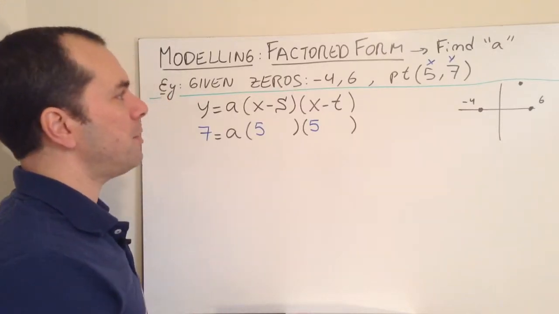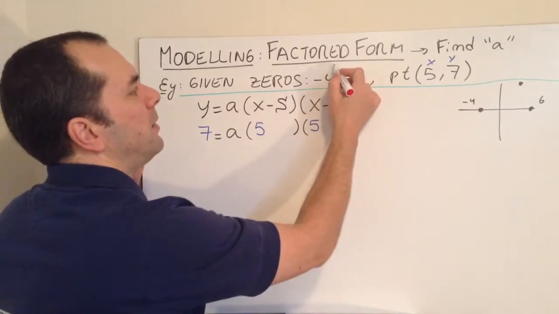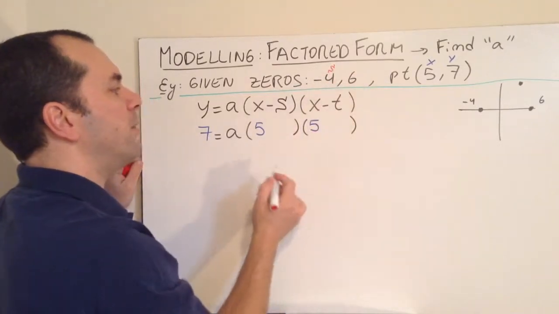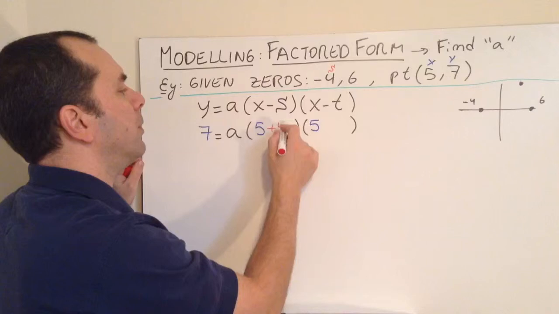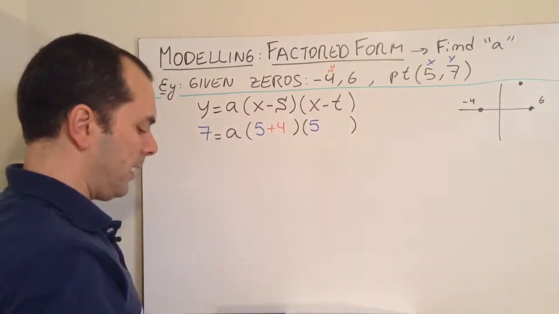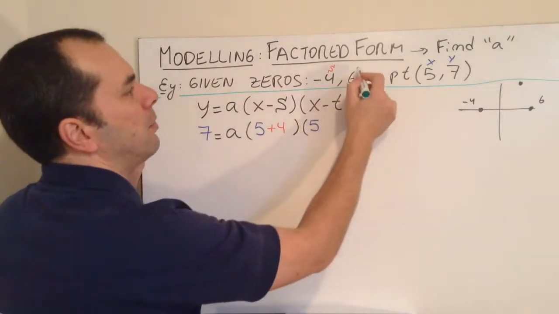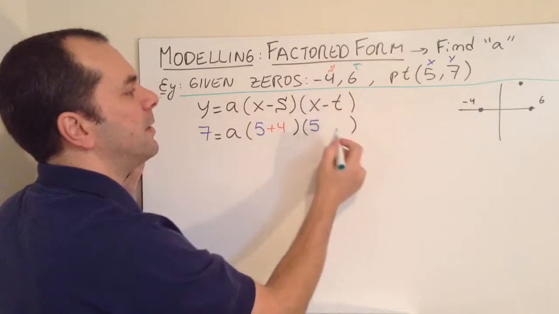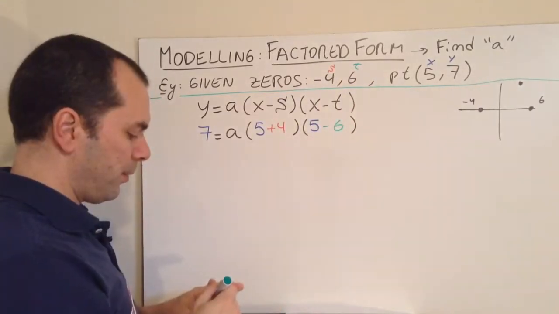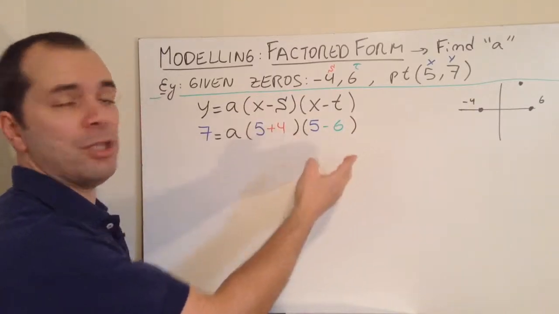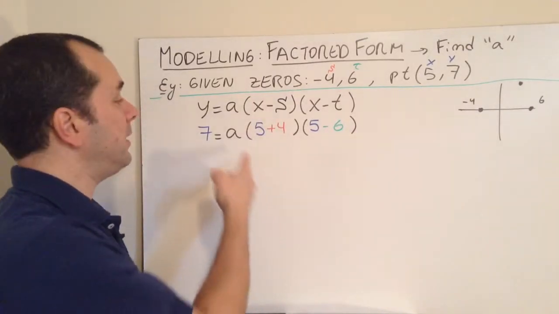Then I have my two zeros. I'm going to call, let's say that this one's s. So my minus 4 is x minus 4, which would end up looking like plus 4. And then I have that my other s, let's call this one t, is 6. So x minus 6. And there you go. We have all the information that we wanted except for the a value.